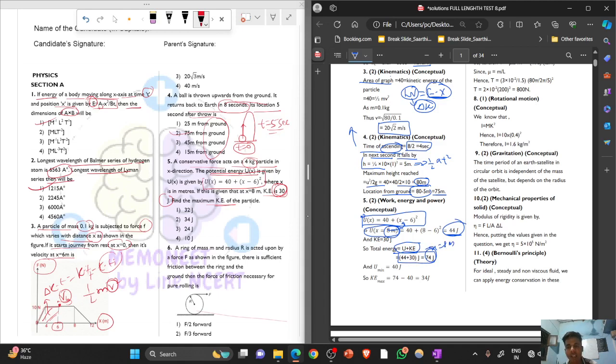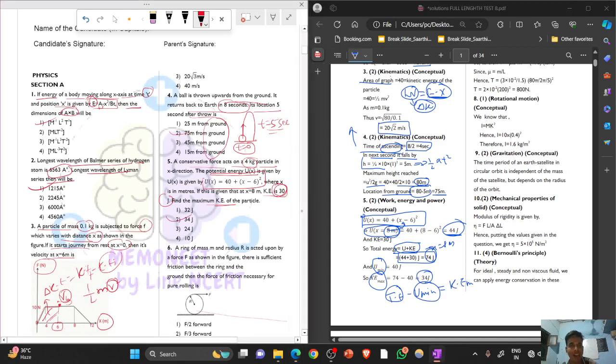Now you need to calculate the U minimum. You need to calculate the minimum potential energy. For the minimum potential energy, your kinetic energy will be maximum. So you can calculate the maximum kinetic energy from the total energy minus minimum potential energy. If you subtract the minimum potential energy from the total energy, the value you get will be the kinetic energy. That will be maximum, as the potential energy will be the minimum. So once you subtract it, it comes out to be 34 joule. So option second will be your correct answer.